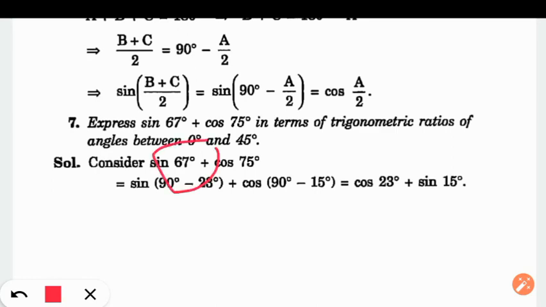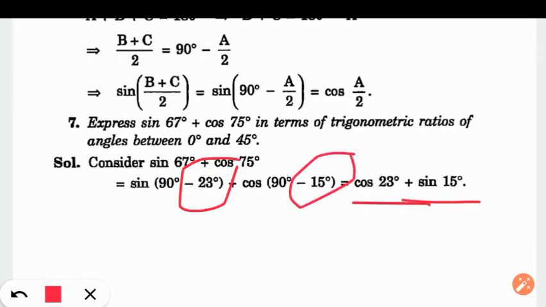So sine 67 degrees. In place of 67 degrees, can we write 90 minus 23? 90 minus 23 gives you 67 degrees. Similarly, in place of 75 degrees, can we write 90 degrees minus 15 degrees? 90 minus 15 gives you 75. Now sine (90 degrees minus theta) gives you cos theta, so cos 23 degrees. Cos (90 degrees minus theta) gives you sine theta, so sine 15 degrees.